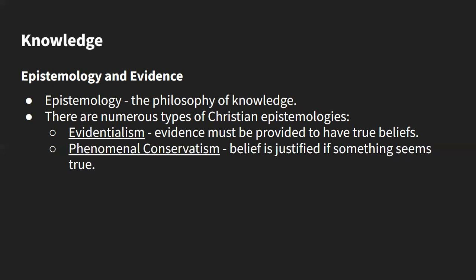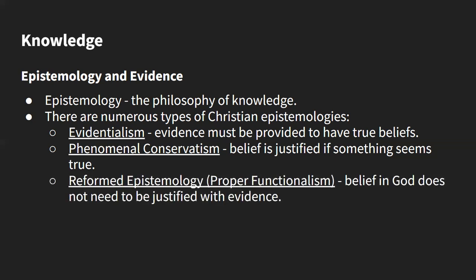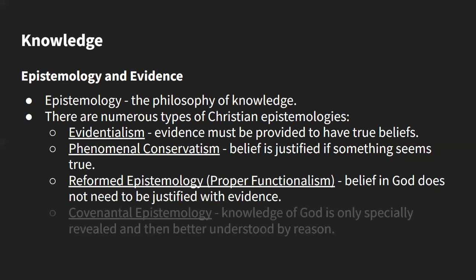The real difference between phenomenal conservatism and Reformed epistemology is that one is held by Roman Catholics and the other is held by Protestants. Their theological origination, where they get these epistemologies, is a little different, but they hold a lot of similar beliefs. We already talked about Reformed epistemology. It's actually also called proper functionalism. I don't know how they get these names. Don't ask me. I'm not a philosopher, but it says that belief in God does not need to be justified with evidence. All right. We've talked about that before.